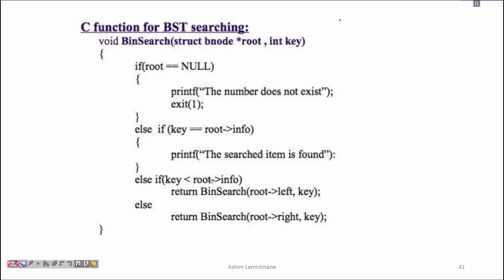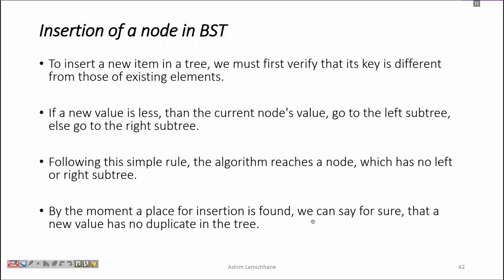Because as I defined at the beginning, for a binary search tree, all the nodes in the left subtree are less than the root, and all the nodes of the right subtree are greater than the root. So if the key is less than the root, then you search the left subtree. That means you call the same function binary search with the parameters root left and key. In the else part, if it is not less, that means it is greater, then you have to search the right subtree, so root right and the key. So you are calling the same function with the pointer and the value. This way you keep on going.